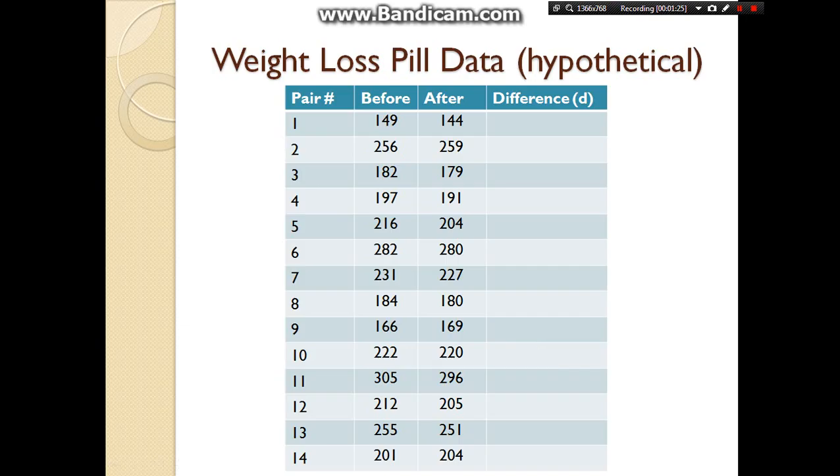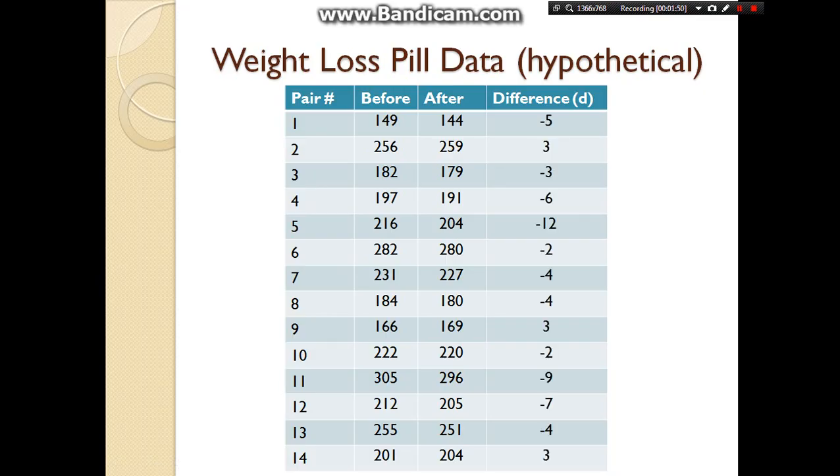So here's some hypothetical data for weight loss pills. It's all measured in pounds, 149 pounds before, 144 pounds after, and so on and so forth. You can do auto subtraction. Note as well, to continue on the theme from last time, we only have 14 pairs because 2 people dropped out. You can do the subtraction yourself. I'm going to do it for you really quickly.